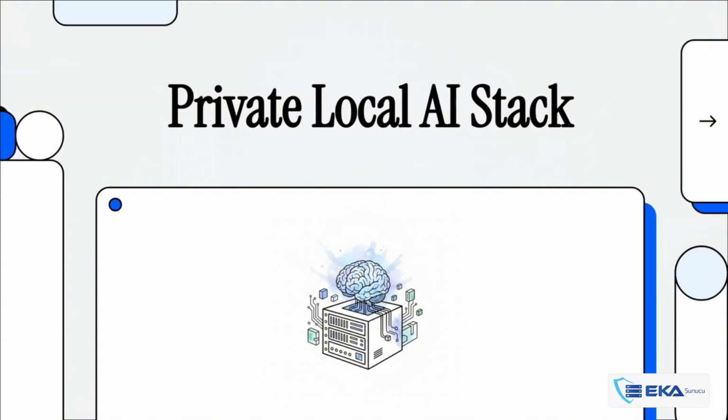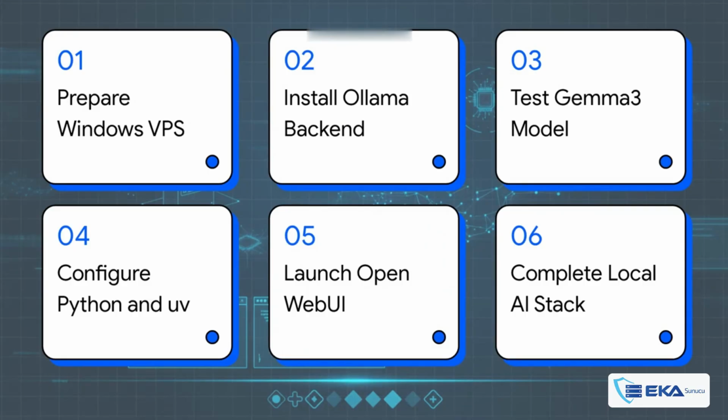Let's get into it. Okay, let's dive right into this builder's journey. Here's the plan. First up, preparing your Windows VPS. Then we'll install the Ollama backend, test out the Gemma 3 model, configure Python and UV, launch the Open-WebUI, and wrap up by looking at the complete local AI stack.